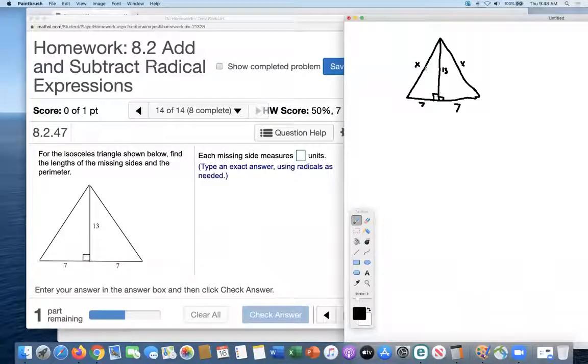That's the hypotenuse. So a squared plus b squared equals the hypotenuse squared. 7 squared plus 13 squared equals x squared. You only have to do it once, since this side and this side are the same thing. So this is 49 plus 169. When I add those two numbers, I get 218.